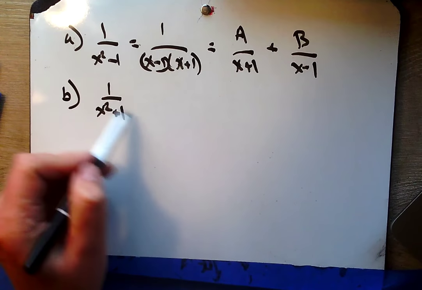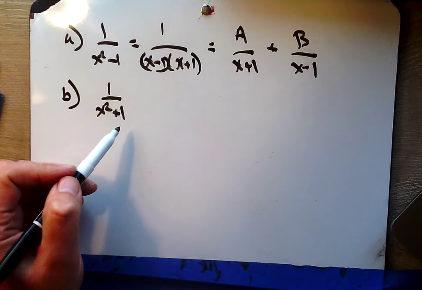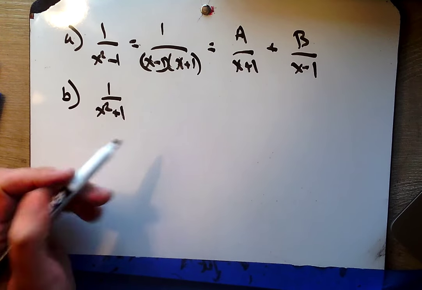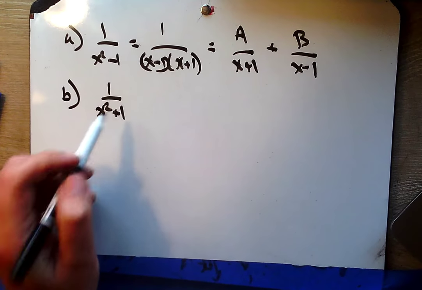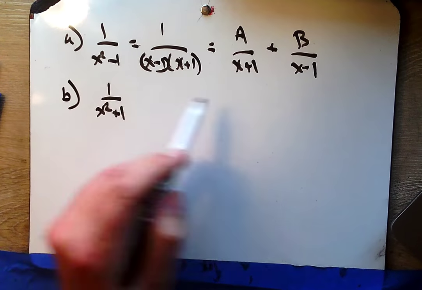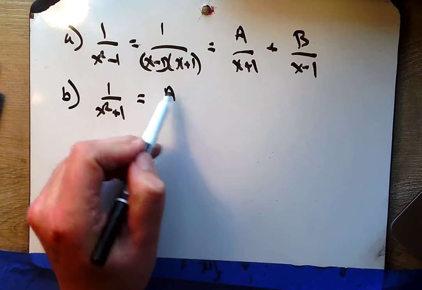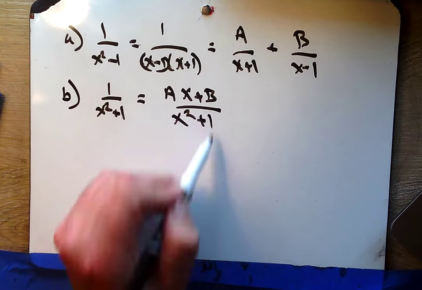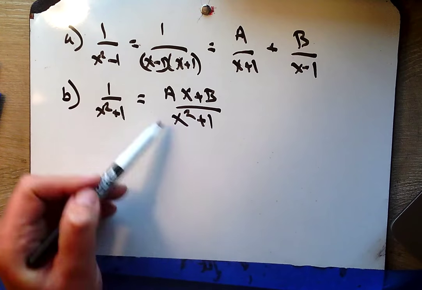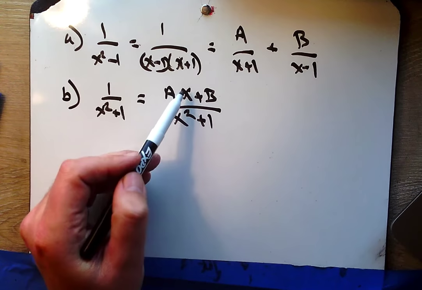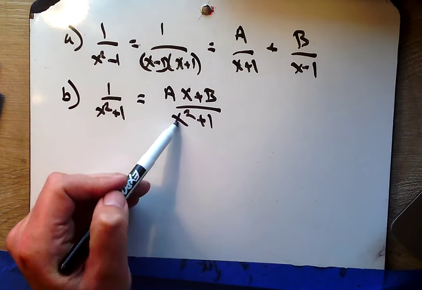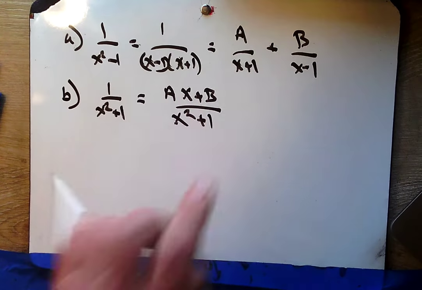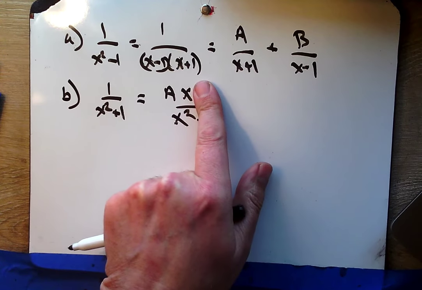That's an irreducible quadratic. If I try and factor that as a difference of squares, I'm only going to have imaginary roots show up, and I don't want that. So I'm going with ax plus b over x squared plus 1. Remember, when we have these irreducible quadratics, the top has to be 1 degree less than the bottom. And for those of you who say, why isn't it just this?